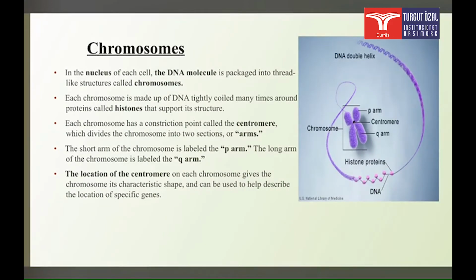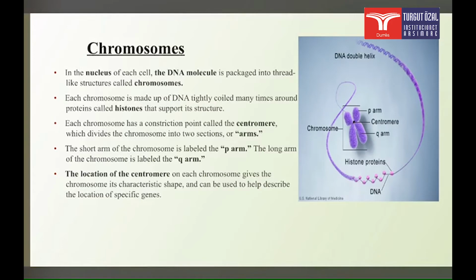What are chromosomes? In the nucleus of each cell, the DNA molecule is packaged into thread-like structures called chromosomes. The number of chromosomes is constant within a species, but different between other species. In humans, the number of chromosomes is 46. In each cell, we have 46 chromosomes, of which 44 are autosomal, and only 2 are known as sex chromosomes. The total of 46 chromosomes is the human genome.